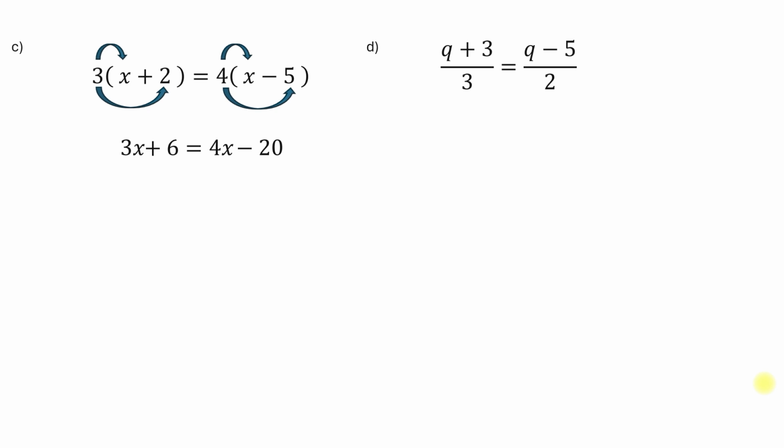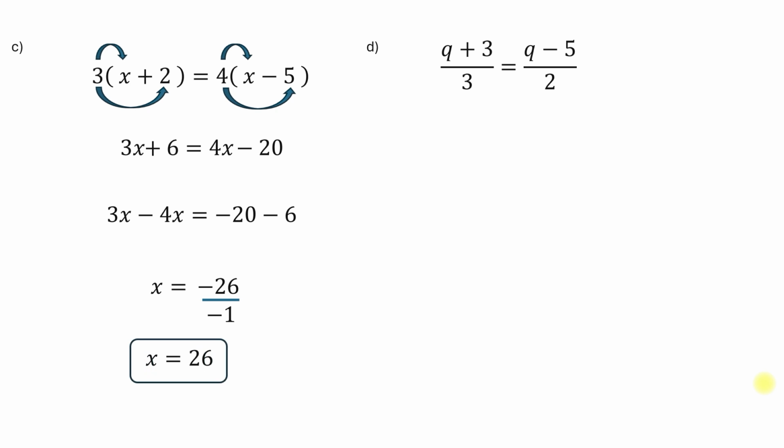Now we want the 3x and the 4x on the left-hand side, so we'll bring that 4x over where it becomes a negative 4x. And we'll take that positive 6, bring it over to the right side where it becomes a negative 6. 3x minus 4x is negative x. Negative 20 minus 6 is negative 26. If negative x, or negative 1x, equals negative 26, then x by itself equals negative 26 divided by negative 1, which is just 26.